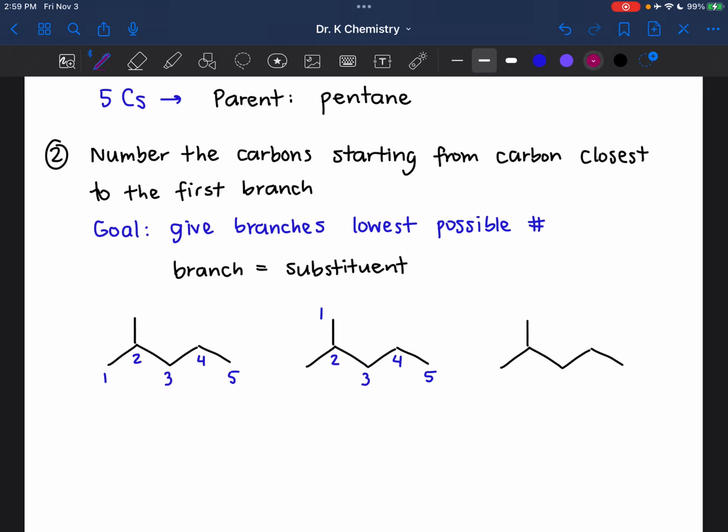What you don't want to do in this scenario is to start from right to left, because notice, if I go left to right, the first substituent appears on carbon 2. Same thing here, first substituent appears on carbon 2. But if I look on the right to left version, the first substituent appears on carbon 4, and that is not what I want. I want to give the substituent the lowest possible number. So either the left or the middle version would be fine. You don't want to use the version on the right.